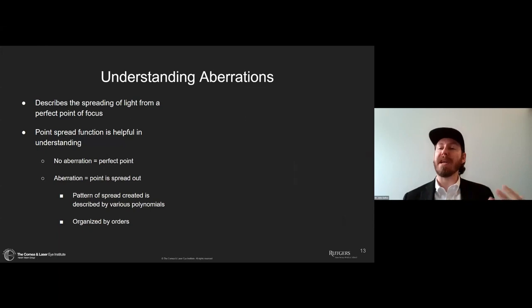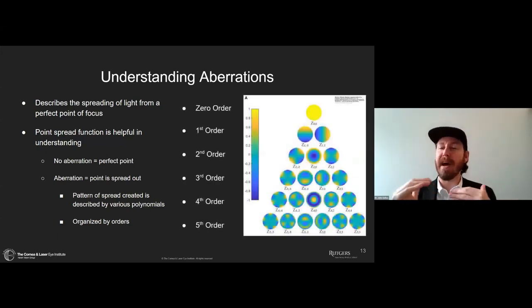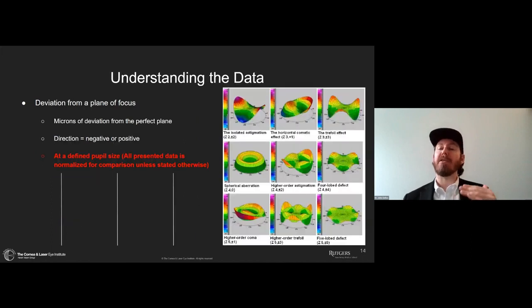So how do we organize this? How do we talk about this? Well, we classify the way that this light spreads in a series of polynomials that we call Zernike polynomials. It's a description, and in this case, a visual description of how that light is spreading and what sort of pattern is being created. Now, there are orders that these are organized in, and the orders change based on how complex the shape is getting.